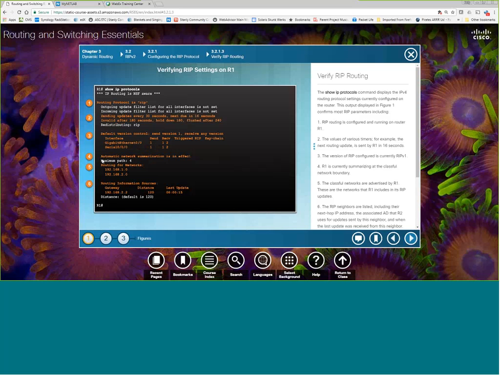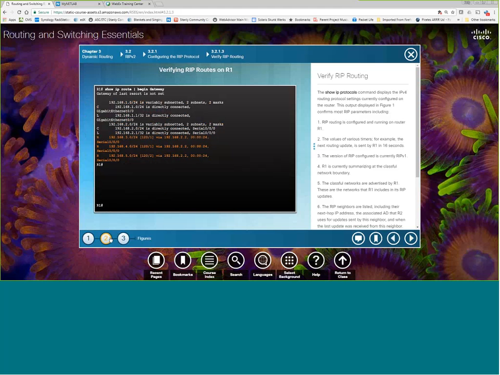This is important because right now automatic network summarization is in effect. As long as this is in effect, even if you're running version 2, RIP will work like a classful routing protocol. In other words, it will summarize to a major network boundary. We'll show you how to fix that. And then you can see show IP route, begin gateway, you're going to see your RIP routes, which is the R. The neat thing is when you do a show IP route, it will tell you what R is, and it's RIP.